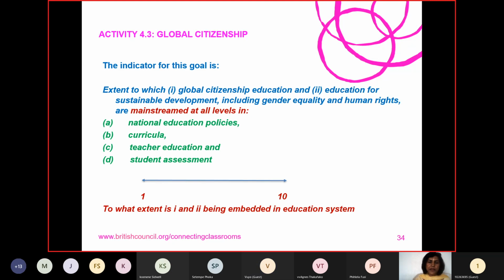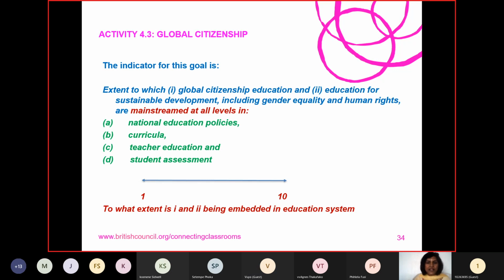I have a continuum here. I have a scale, can you see? 1 to 10. Look at your own school: to what extent do teachers know about the sustainable development goals? To what extent do they know about quality learning as a goal? To what extent is this awareness being created in our school? To what extent are we educating young people regarding this?